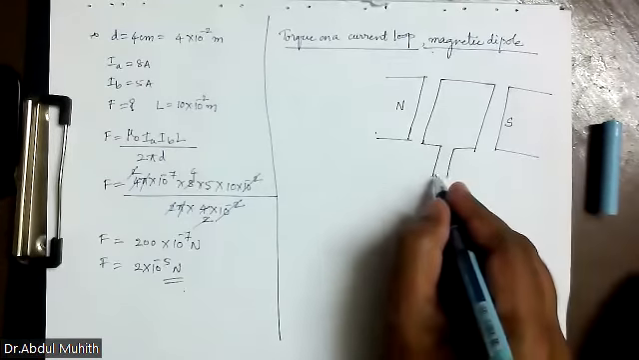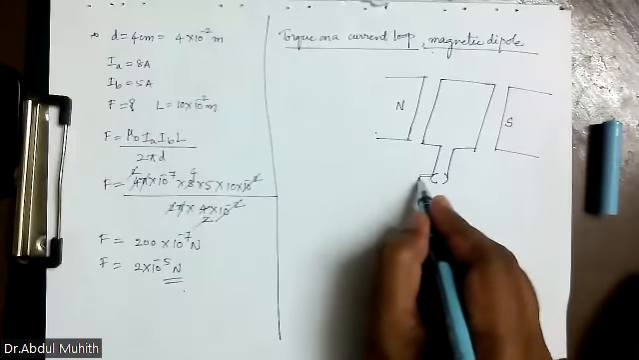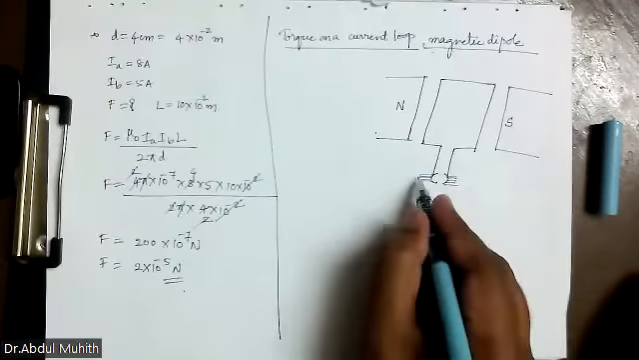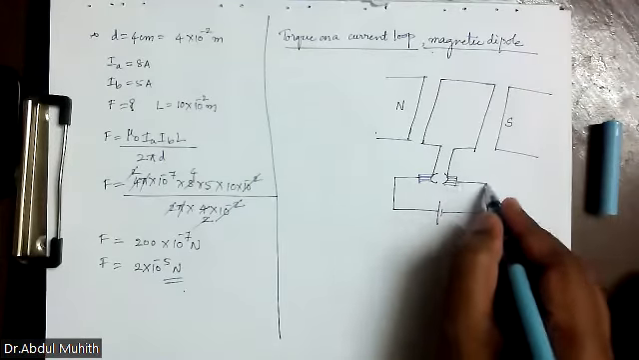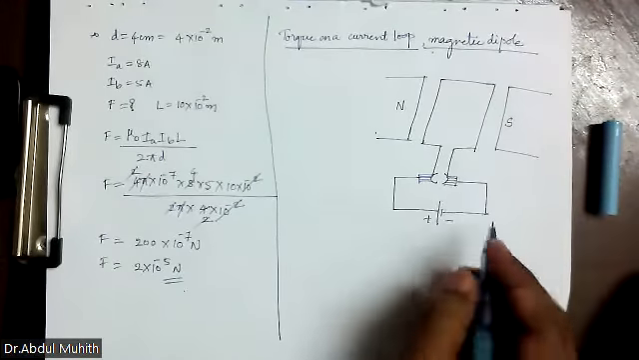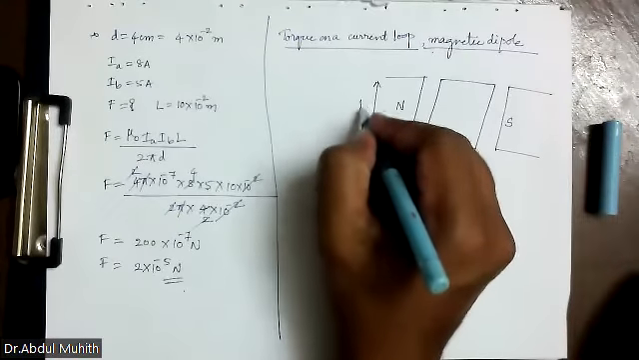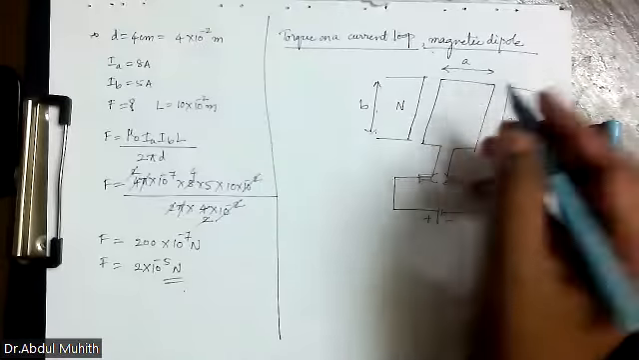Here we have a split ring commutator and these are the brushes. You can say carbon brushes. Now this is connected to a battery like this. Now this is the north pole, and this is B. The length and width are given to you, A and B.